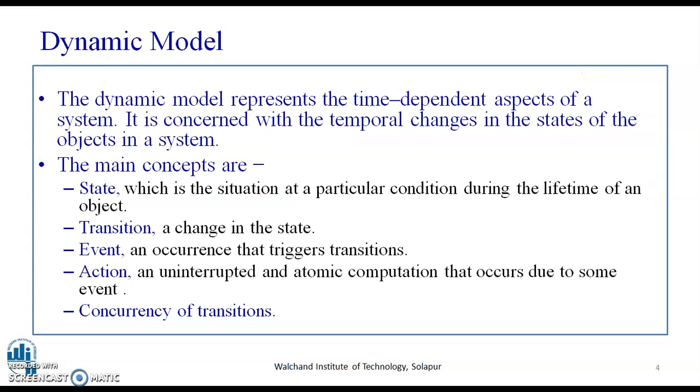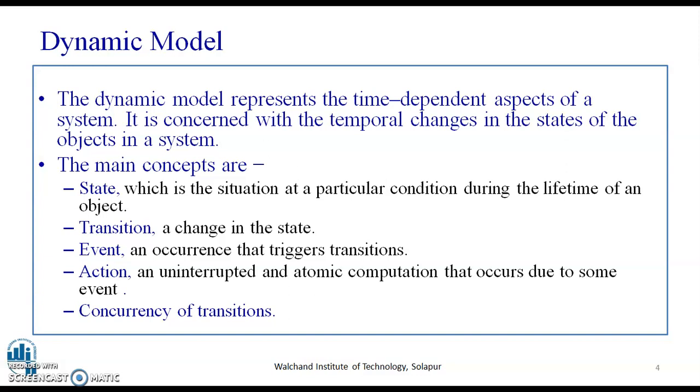The dynamic model represents the time-dependent aspect of a system. It is concerned with the temporal changes in the state of the object in a system. Dynamic model actually gives the users a dynamic view with respect to the time, in comparison to the object model, which is static. The main concepts involved in dynamic modeling are the state, the transition, the events, action, and concurrency of transitions. We will explore each one of them.